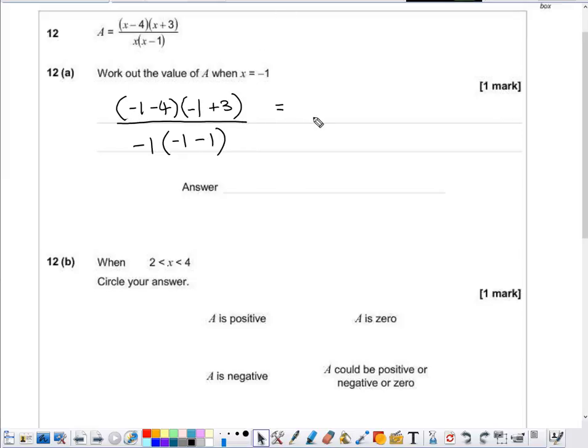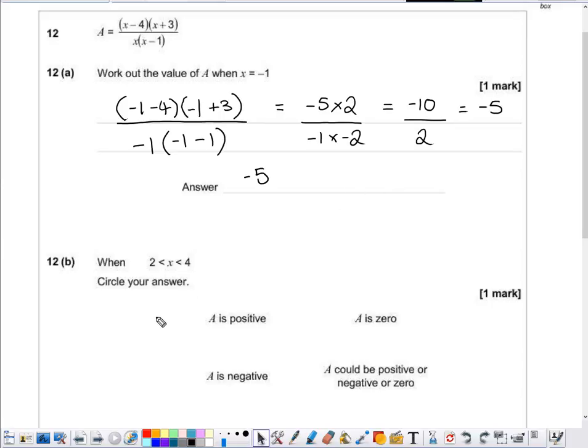So negative 1 subtract 4 is negative 5. That would be multiplied by the second bracket, negative 1 add 3, which is 2. Negative 1 take away 1 is negative 2, so that's negative 1 multiplied by negative 2. Negative 5 multiplied by 2 is negative 10. Negative 1 multiplied by negative 2 is a positive 2, which gives us our final answer of negative 5 for 1 mark.